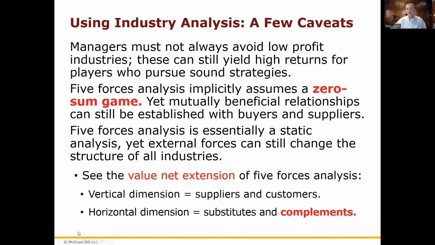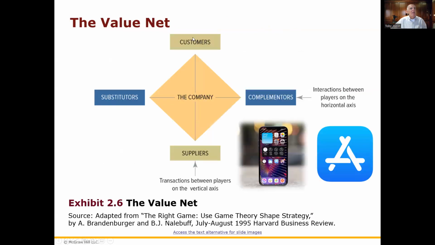Another version of that is this value net extension, and it's just a little bit different. The value net puts substitutes and complements on the horizontal axis, and customers and suppliers on the vertical axis. And so you know what complementary products are, right? Complementary products are like, if you sell smartphones, or let's say iPhones, the apps sold on the App Store would be complementary products. If there are really great apps, and apps you can only get on the Apple App Store, then you're more likely to buy an iPhone, right? And so that's a complementary product.